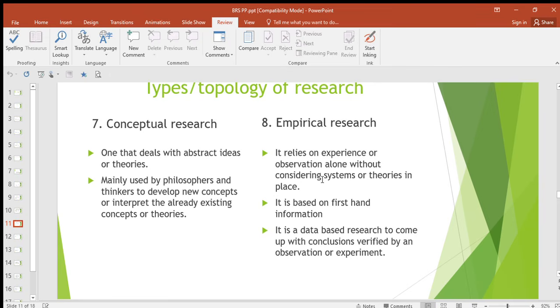It's based on first-hand information. It's data-based research to come up with conclusions verified by an observation or experiment. So that is empirical research and conceptual research. Conceptual research is based on theories. It deals with abstract ideas or theories. Empirical is based on experience and observations.